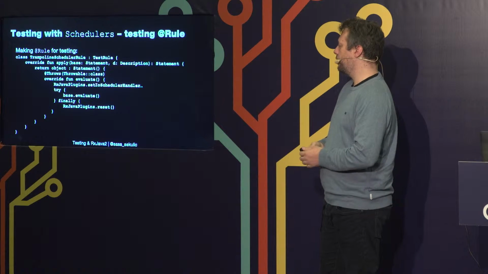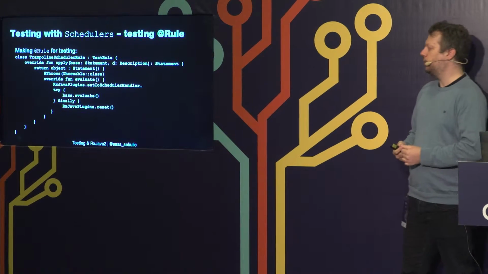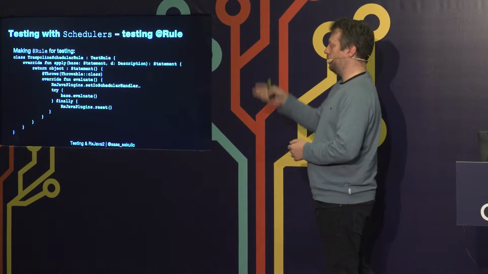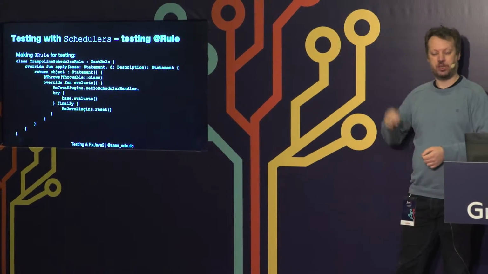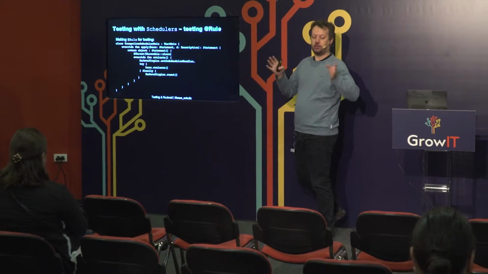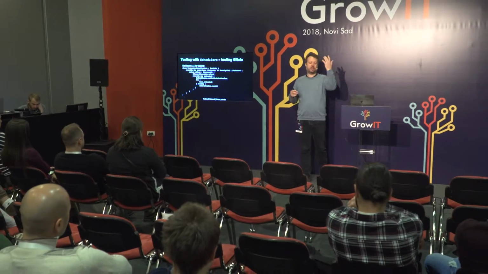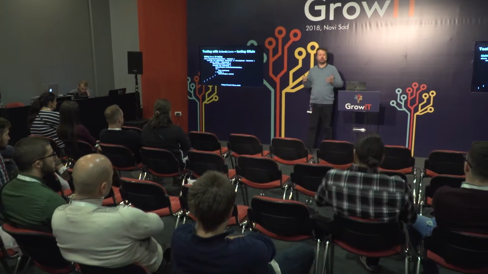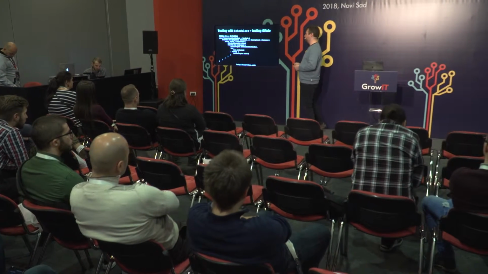Then the other approach is to use rules for testing, which means that you can write a rule like this, and whenever you apply this rule, it will set these schedulers, right? But that means that now you don't have to use the global schedulers for the whole suite of tests, but again, the whole test class will use one specific scheduler. So that again might not be good enough for you.